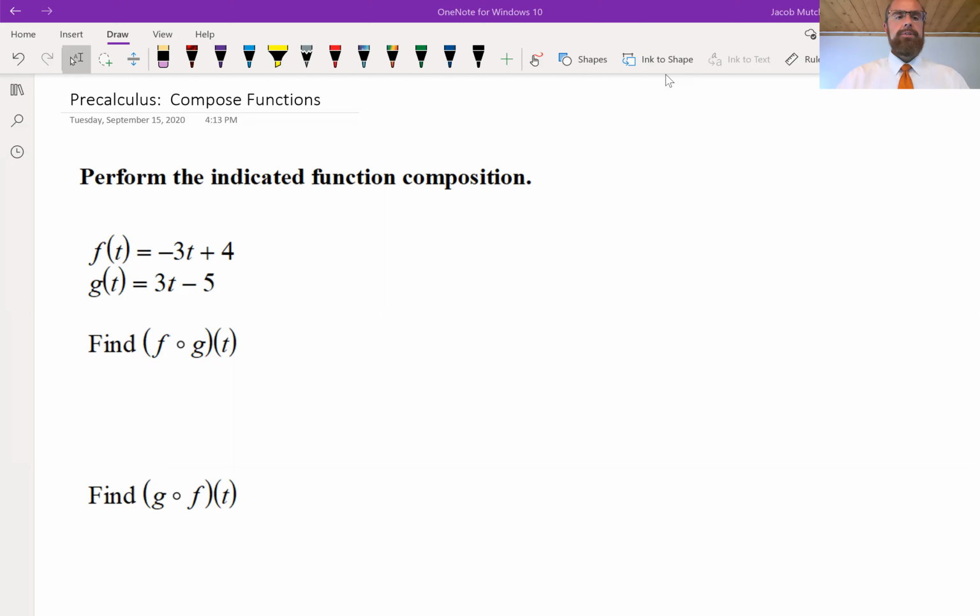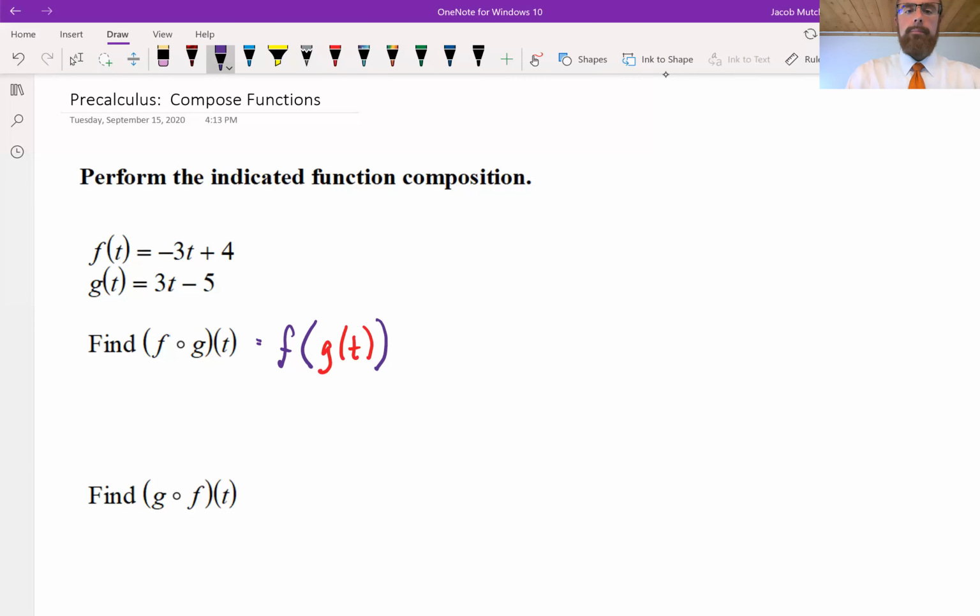Our first function composition is here with two functions, f of t equals negative 3t plus 4 and g of t equals 3t minus 5. So we've got two function compositions to perform. The first direction is f of g of t. Just so we can see what that means, we can write this in a separate way. This is equivalent to f of g of t, and those two expressions, the one that was given originally and the one that's rewritten here, are equivalent.